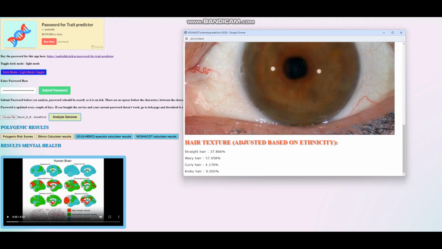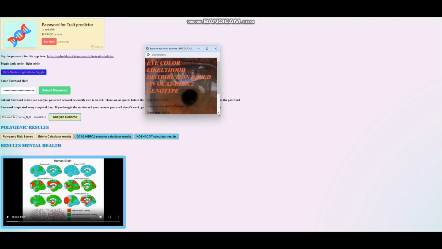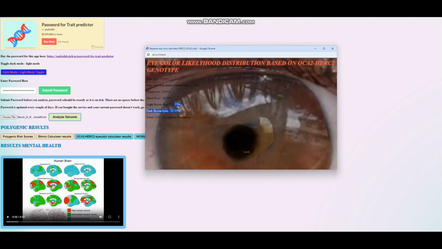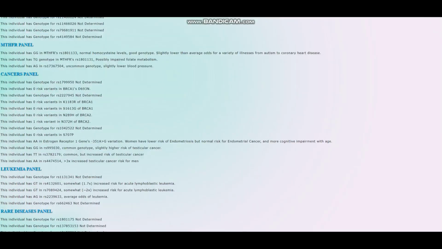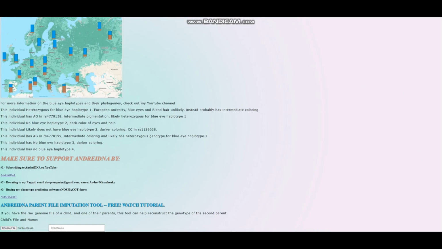And for hair texture, she's predicted to have wavy hair followed by straight hair. So either wavy or straight hair is her hair texture, and this is, by the way, adjusted based on ethnicity. Let's go ahead and look at her OCA2 and HERC2 eye color calculator results. So this is taking into account only her genotypes in the OCA2 and HERC2 region, and with this calculator she is scoring light brown eyes. Let's go ahead and see what her genotypes in OCA2 and HERC2 are.